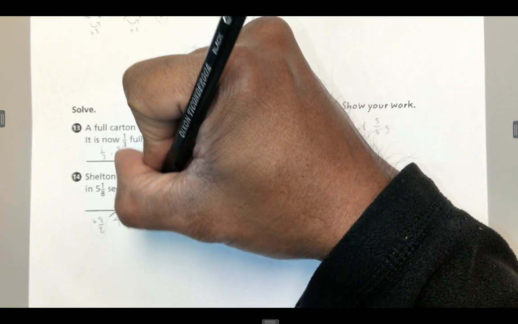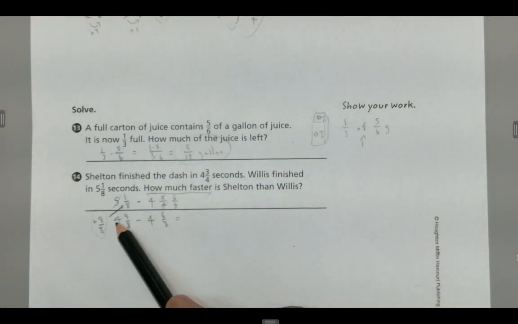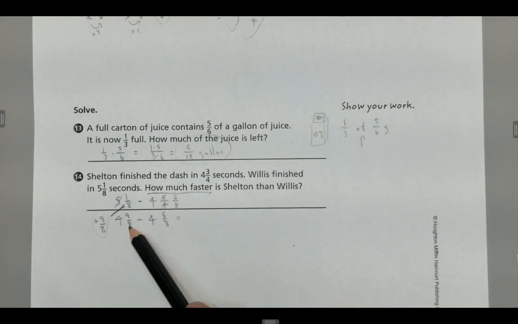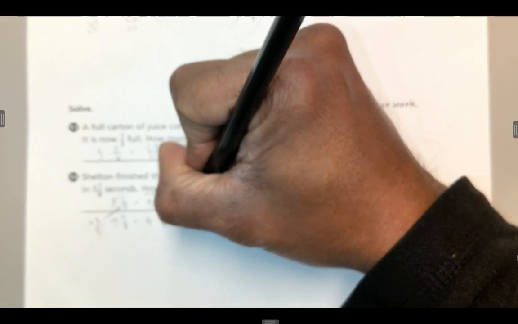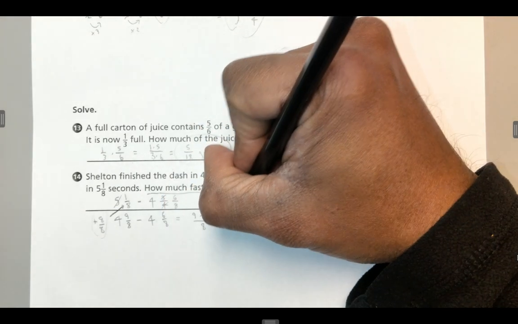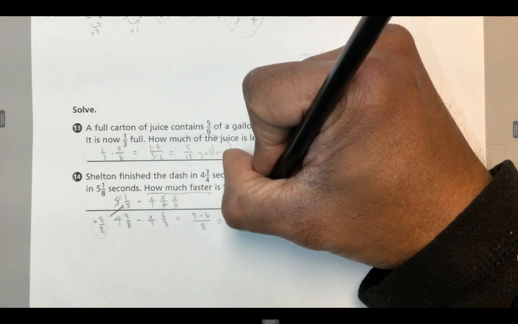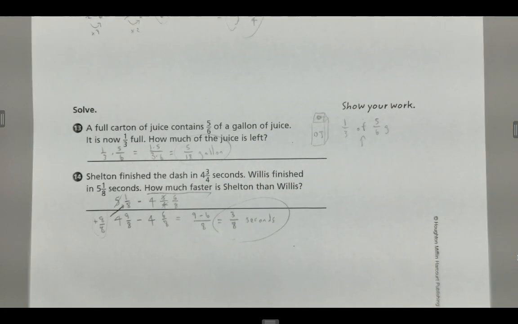Now we can do business and perform subtraction. The whole numbers cancel each other out, 4 minus 4. The fraction's 9/8 minus 6/8. When the denominators match, let the numerators do the work. And we get a final answer of 3/8 of a second.